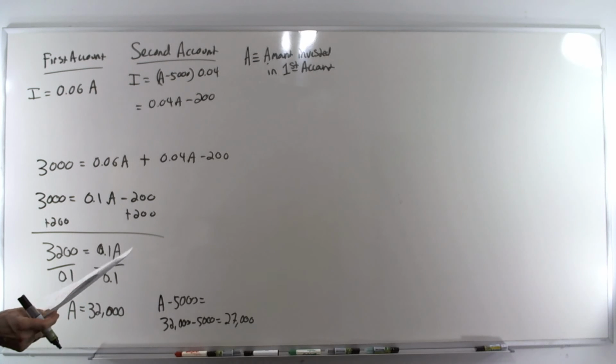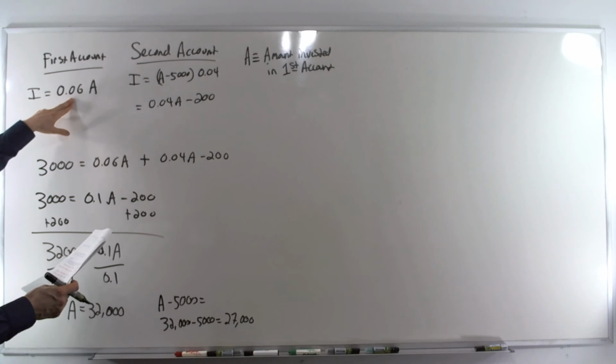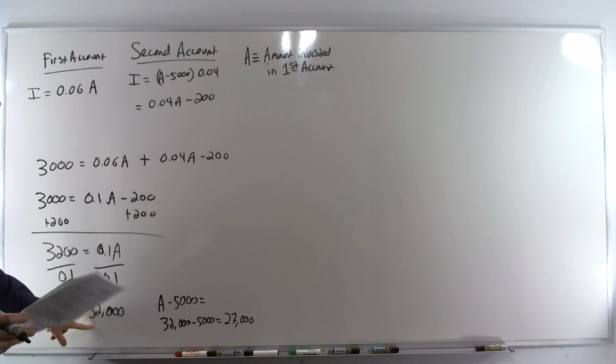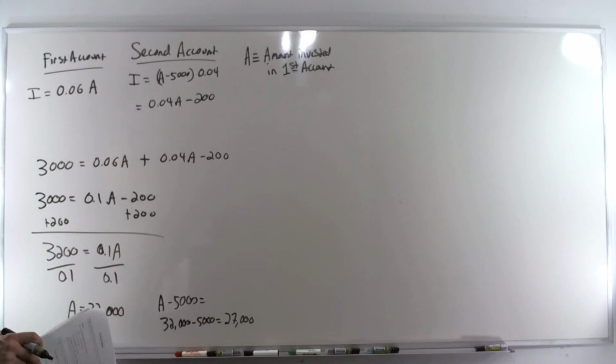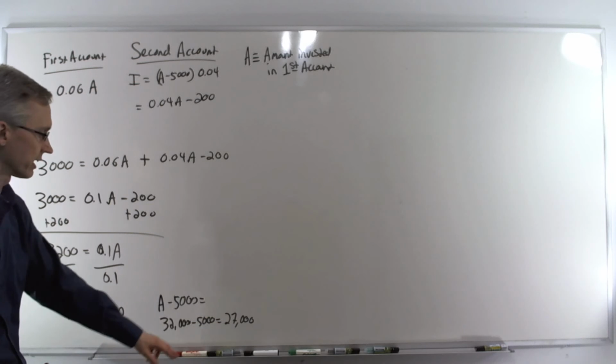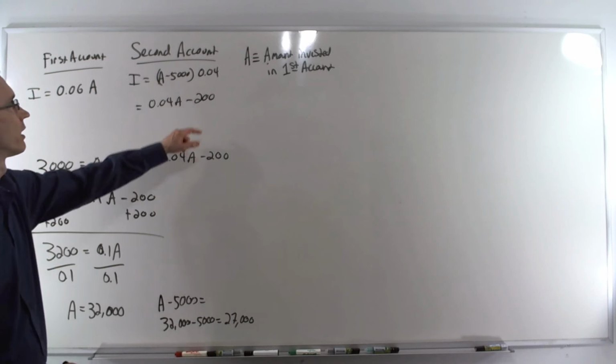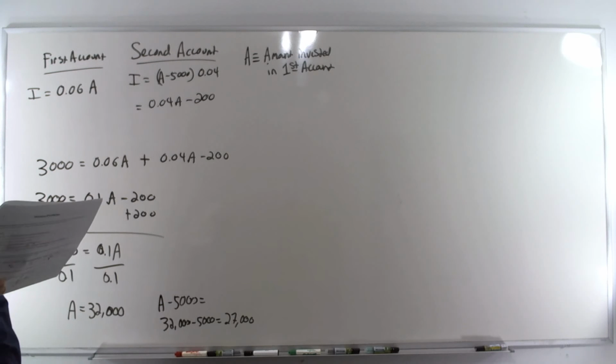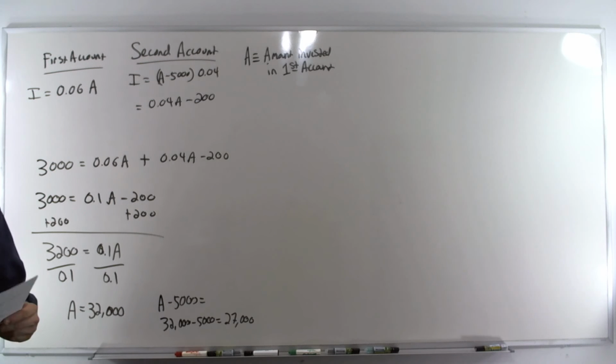Now we should check. So we're going to take 0.06 times 32,000. That gives us $1,920. All right, and then our second amount is 27,000, so we'll take 27,000 multiplied by 0.04, and that gives us 1,080. Add them together, and we got 3,000. So that checks.